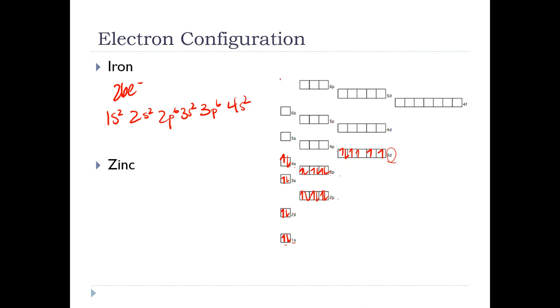And then, weird, 3d comes after 4s. 2, 3, 4, 5, 6. This is the electron configuration notation for iron.